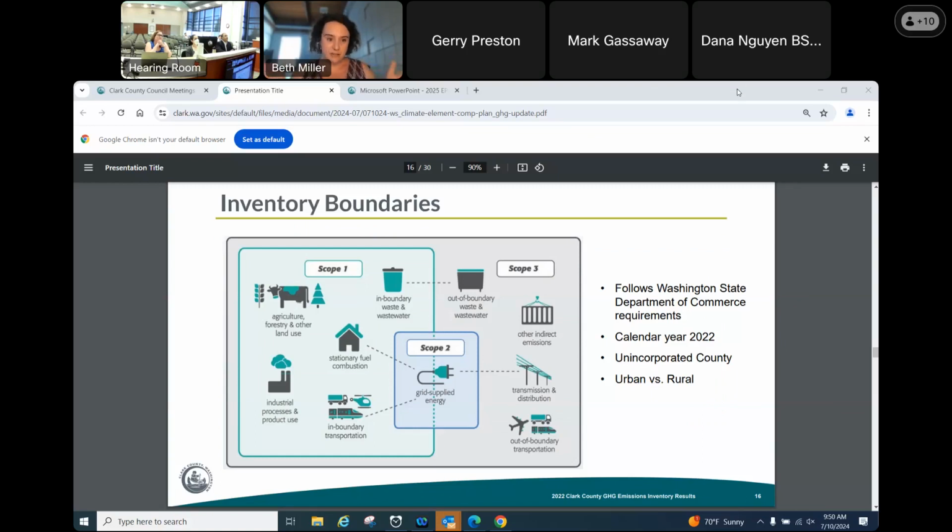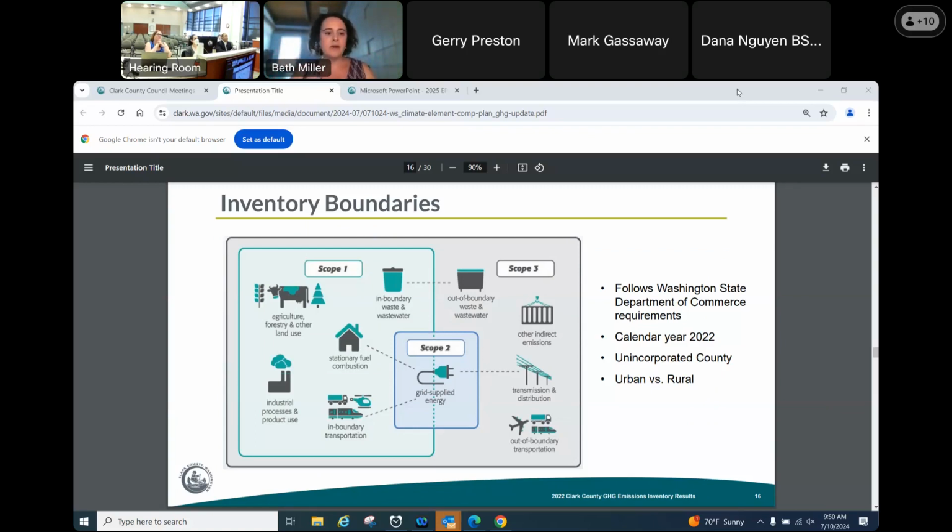So this is an overview of what we count in this inventory. We follow the Washington State Department of Commerce requirements, so they lay out exactly what sources they want you to count. And then we also use the GPC protocol, the Global Protocol for Community-Scale Greenhouse Gas Inventories, to aid us in making sure that we count everything consistently.